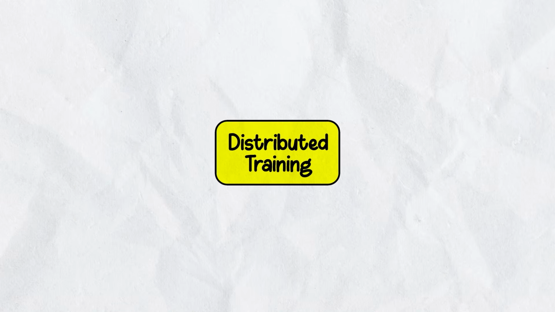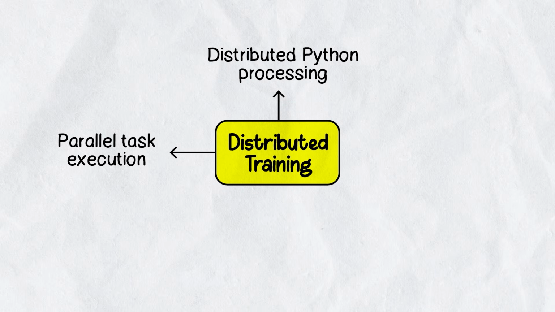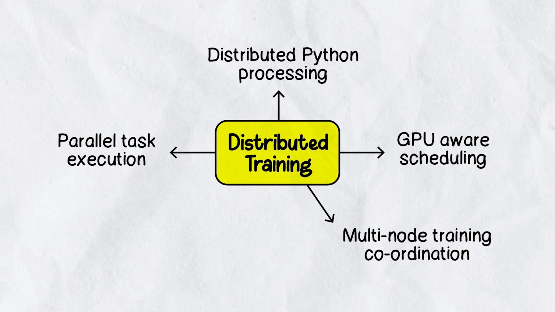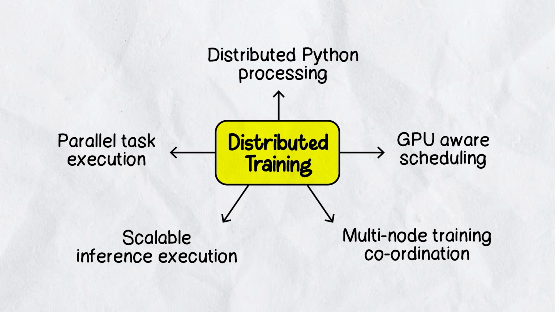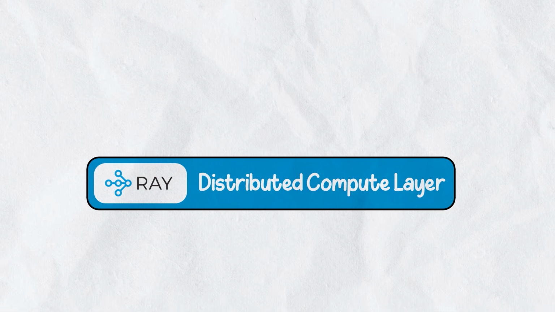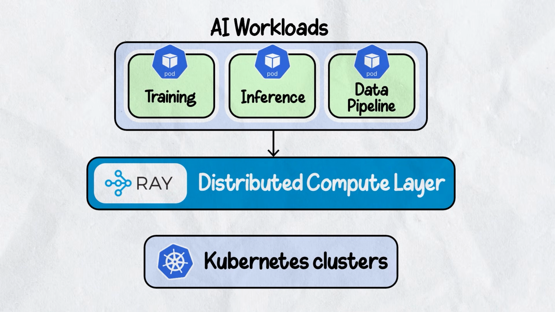Now, as we know, Kubernetes is great at orchestrating containers, but distributed training needs something more specialized. It needs some mechanism for parallel task execution, distributed Python processing, GPU-aware scheduling again, multi-node training coordination, and scalable inference execution. This is where Ray comes in. Ray acts as a distributed compute layer that helps AI workloads scale efficiently across Kubernetes clusters.